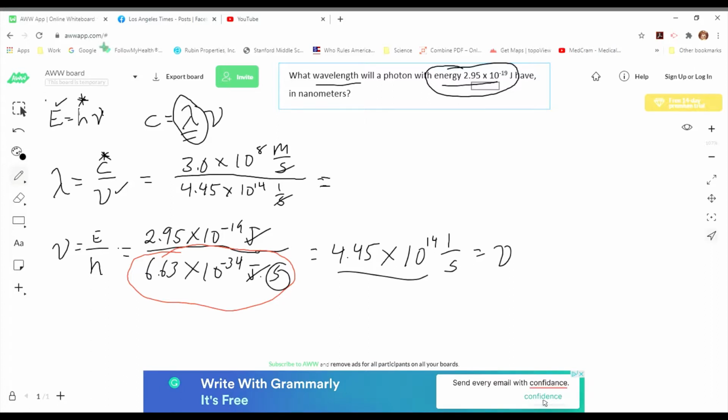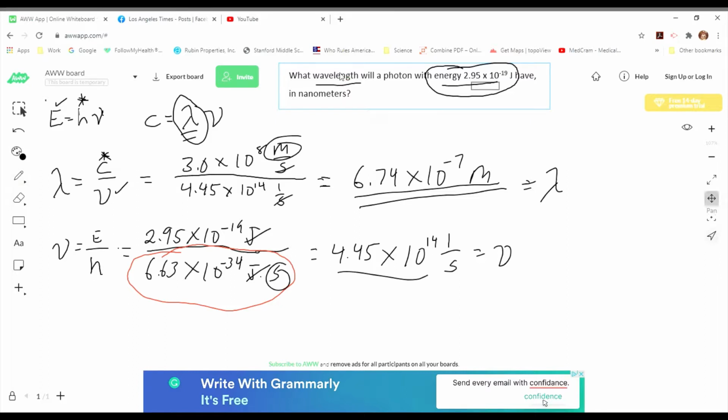6.74 times 10 to the negative 7th. And our units will be meters because that's what the units were in the speed of light. So this here is our wavelength. But it doesn't answer the question fully, because we want the wavelength in nanometers. So we're like 90% of the way to finishing this problem. The only thing we have to do now is convert it from meters to nanometers.